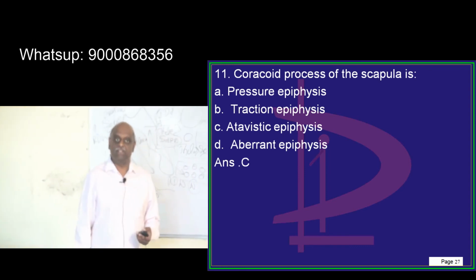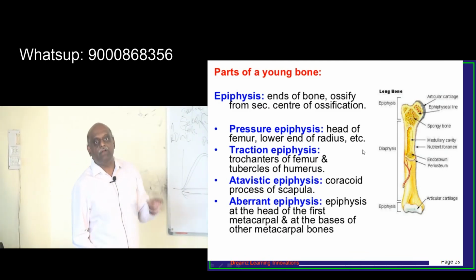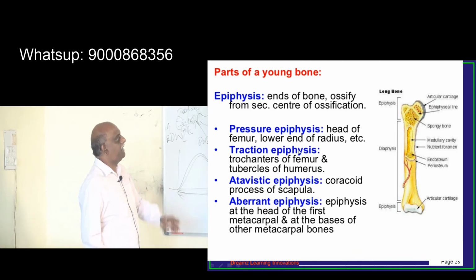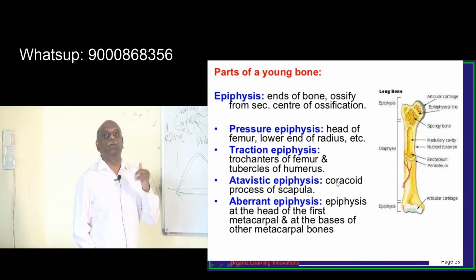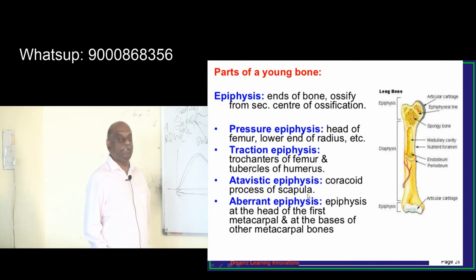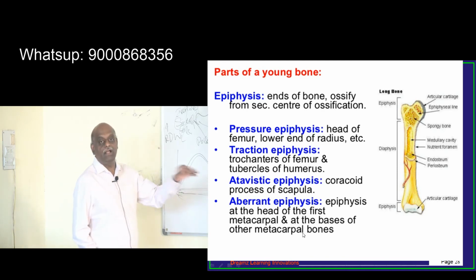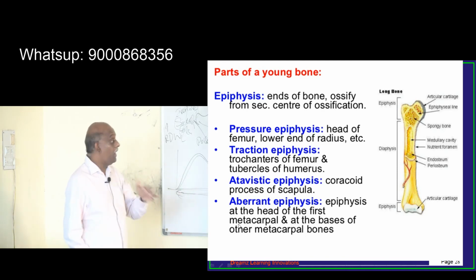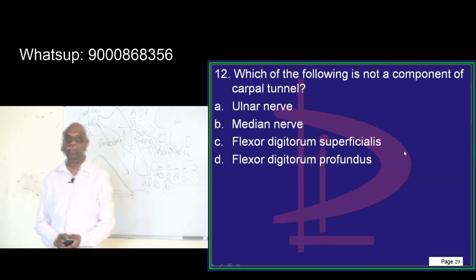Absolutely right. Atavistic. So head of the femur and lower end of the radius are examples of pressure epiphysis. Trochanter of the femur and the tubercles of the humerus are the traction epiphysis. Coracoid is the atavistic epiphysis, and epiphysis of the head of the first metacarpal and the bases of the metacarpal bones are examples of aberrant epiphysis, is what you need to remember.